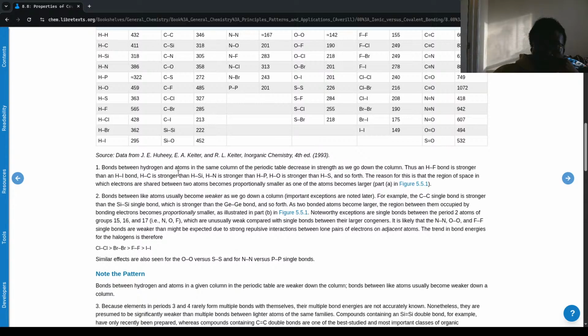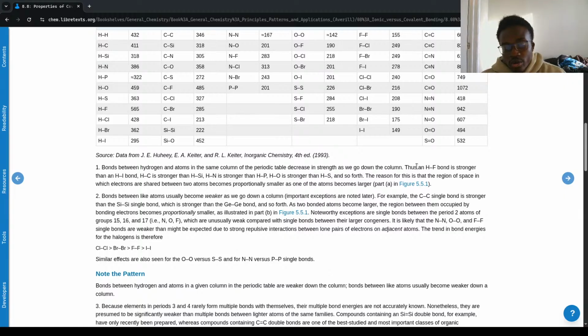Bonds between hydrogen and atoms in the same column of the periodic table, decreasing strength as you go down the column. I mean, I guess that makes sense because if you're in the first column of the periodic table, you're in metal, and then you are more electropositive as you go down the periods of the periodic table, right? So okay, makes sense.